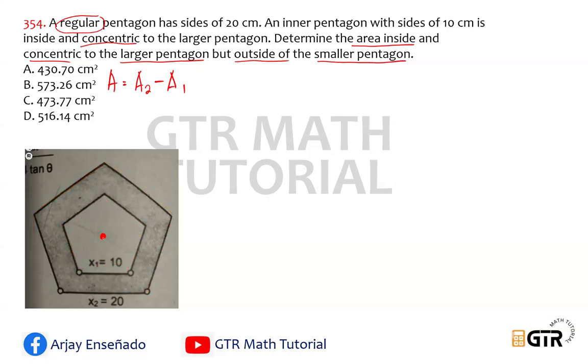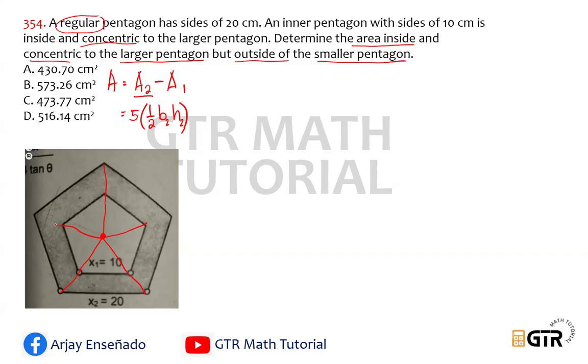So as you can see in the figure, since both pentagons are regular, that means we can divide this regular pentagon into 5 congruent triangles. So therefore, the area A sub 2, the area of the bigger pentagon, is equal to 5 times the area of the triangle. So area of a triangle is 1/2 base times height. Okay? So let's label B sub 2 and H sub 2, the base and height of this bigger triangle.